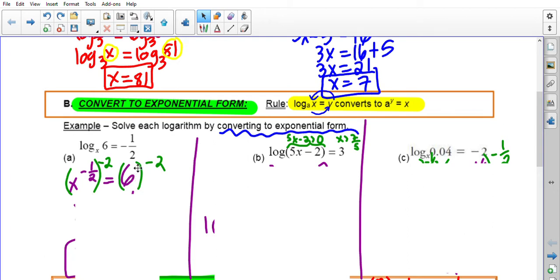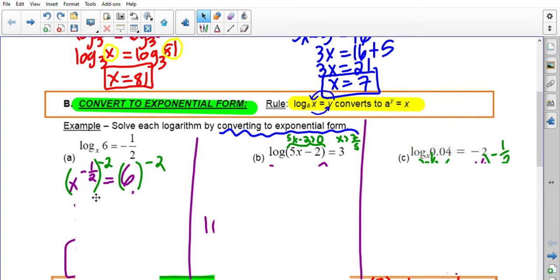So then what you want to do is we have to think, how do we get rid of this exponent of negative 1/2? A trick is that if you want to get rid of negative 1/2, you have to raise it to its reciprocal. So the reciprocal of negative 1/2 is negative 2. Think about it: if you do negative 2 times negative 1 over 2, you're going to get positive 1, and that's what we want. We want x on its own.